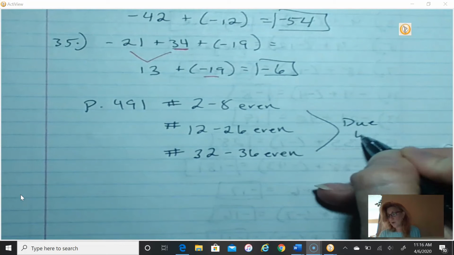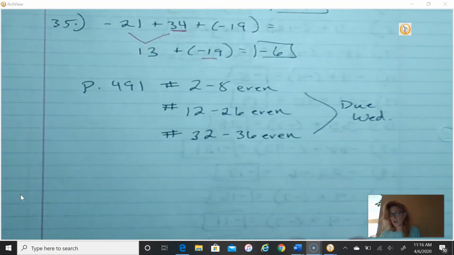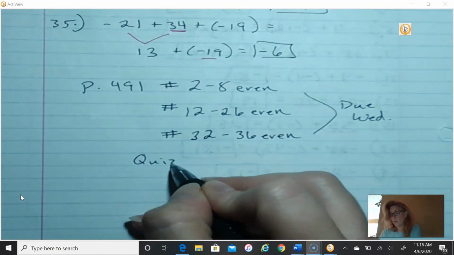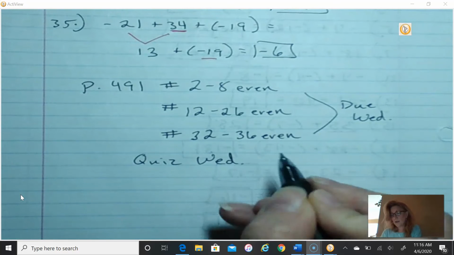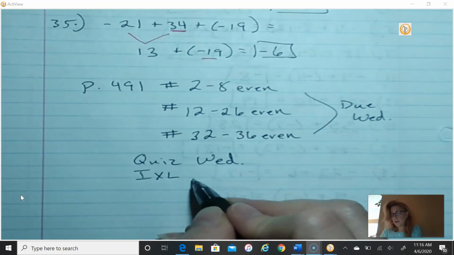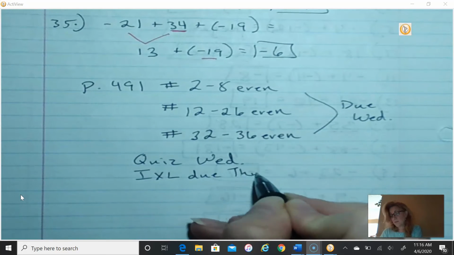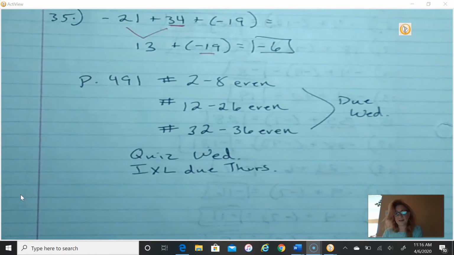This is due Wednesday, okay? You have a quiz on this Wednesday. Your IXL is due Thursday. Josh has already said he's completed it. We'll see about that, Josh. Okay, so if you have any questions, let me know. This shouldn't, especially the first part, take you very long. Okay, if you have questions, just let me know.